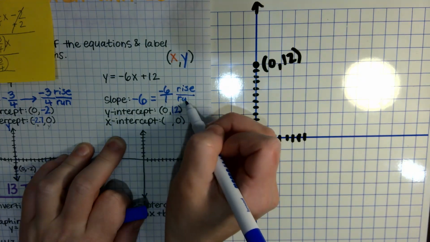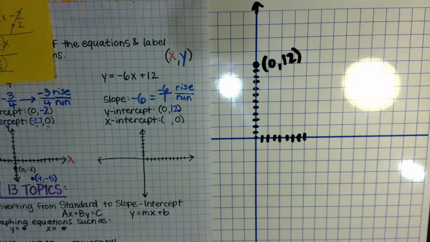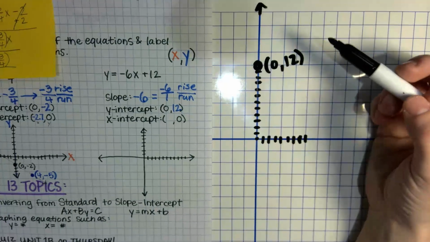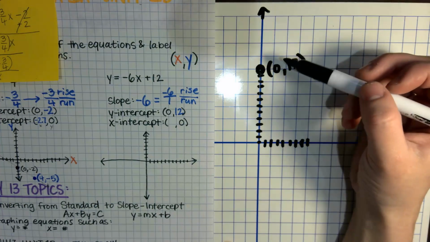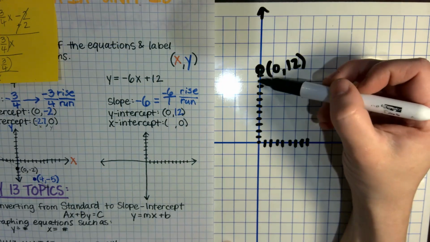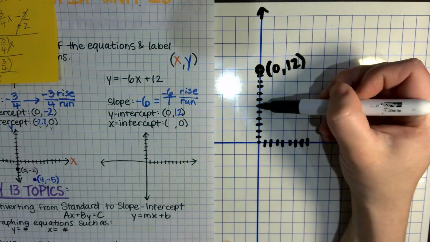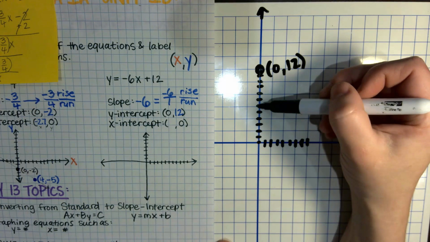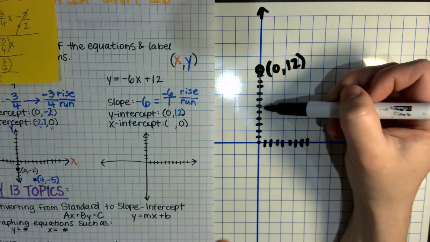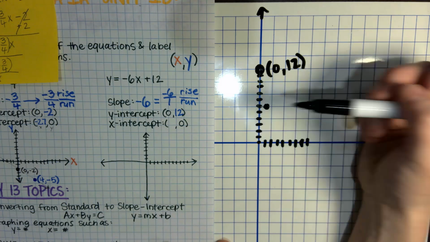Our run is 1. So I'm going to start from my y-intercept here. And I'm going to do my rise first. It's -6, so do I go up 6 or down 6? Down. So we'll count 2, 4, 6. All right? From the y-intercept, yes. Always from the y-intercept. Then my run is 1. So what am I going to do to show that? Go over to the right 1, which for me is going to be right about here.